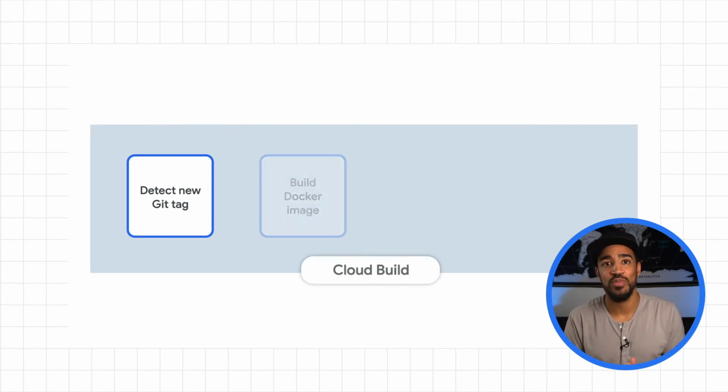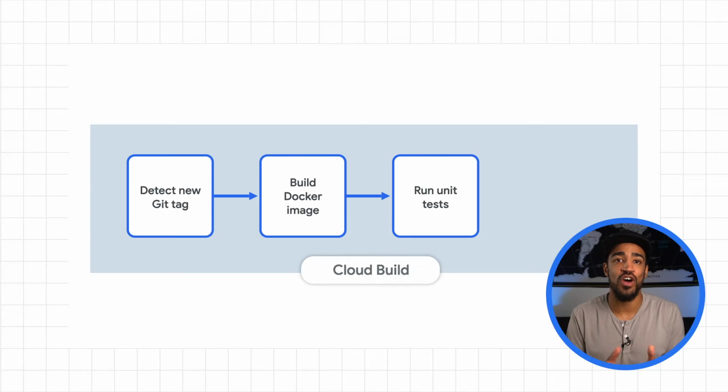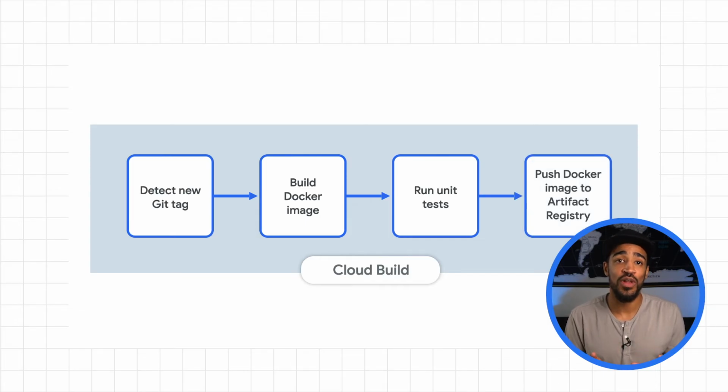It then automatically starts a build and tests a new Docker image and pushes it to Artifact Registry, which is a single place for your organization to manage container images and language packages. Check out our new series on Artifact Registry in the link below.